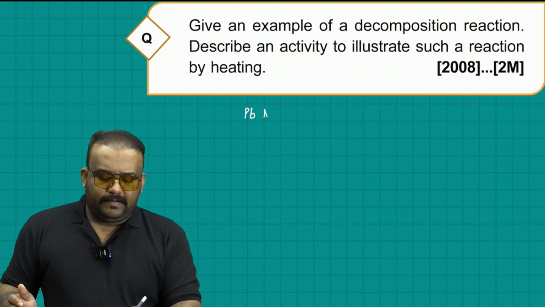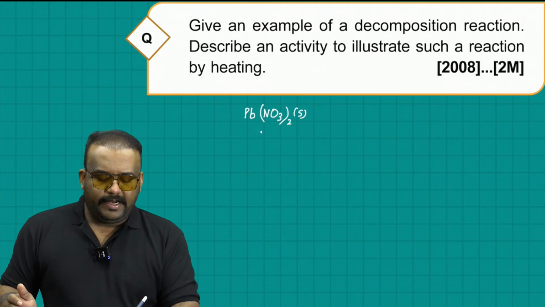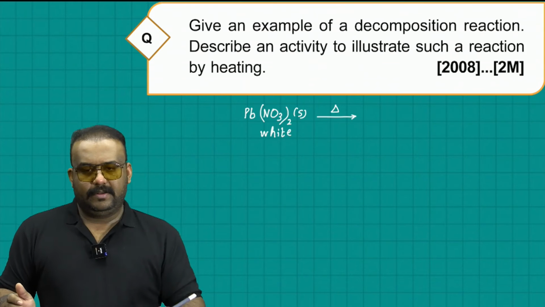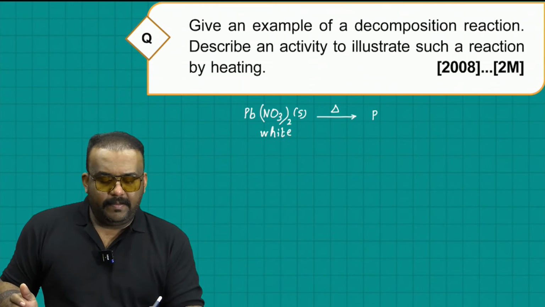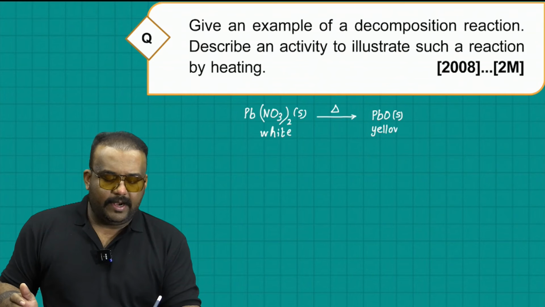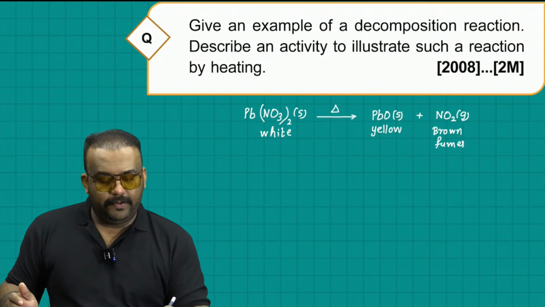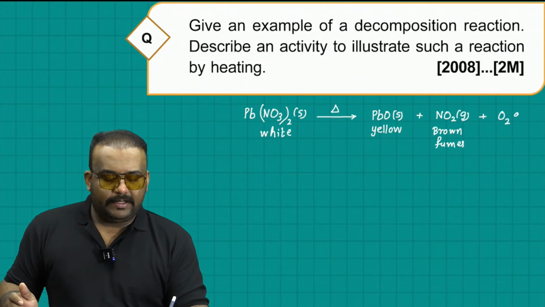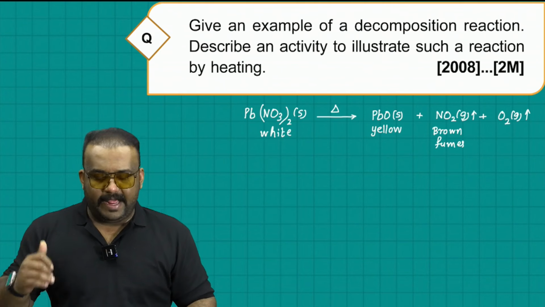Let's take lead nitrate. You know that lead nitrate is a white colored solid salt, right? So when you take lead nitrate and heat it, it will decompose into lead oxide, which is also a solid having a yellow color, and nitrogen dioxide gas is produced, which is a brown colored gas. So this will be coming out of the test tube as brown fumes, plus it will release oxygen gas as well, right? And this equation we already saw in one of the balancing questions.